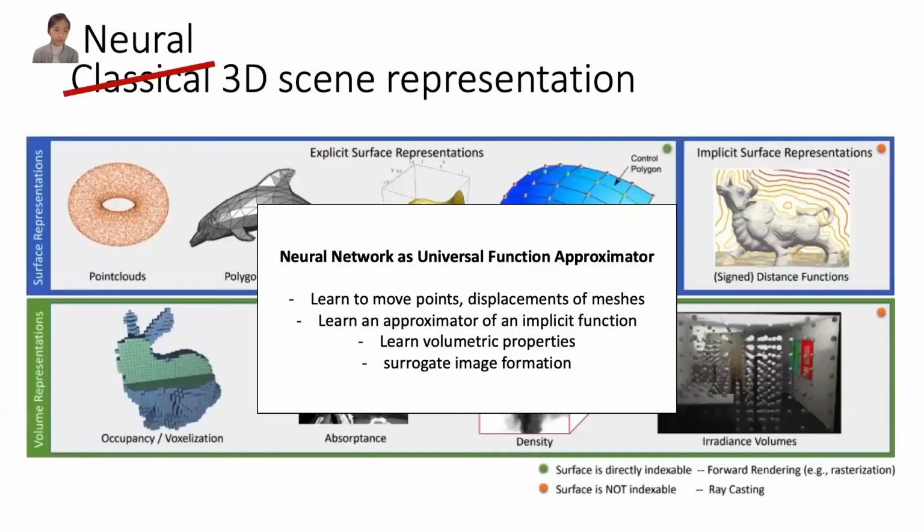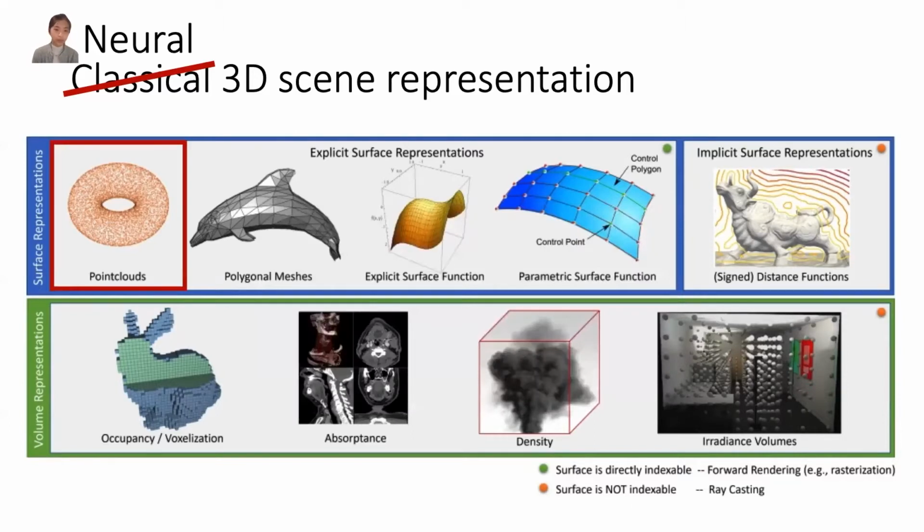In both scenarios, the neural network serves as a fundamental function approximator, which can learn to move points, deform meshes, or approximate surface properties, and even approximate the image formation function itself. Now we can move to some concrete examples of neural rendering. I'm going to walk you through some examples based on the different geometry representations. First, let's have a look at point clouds.